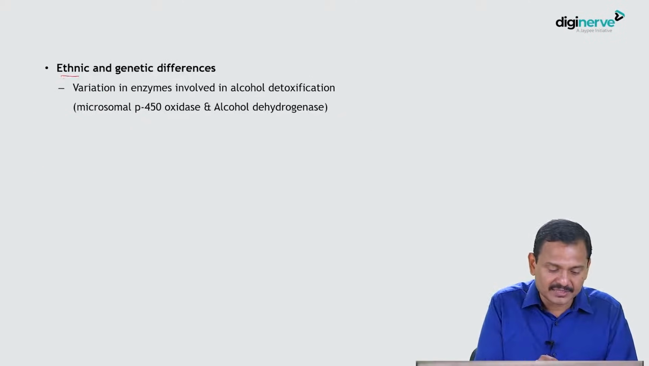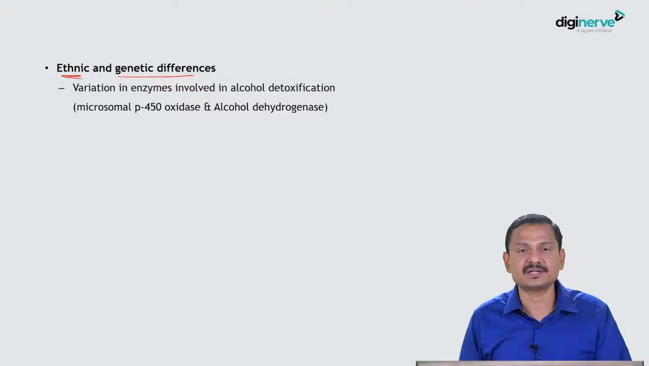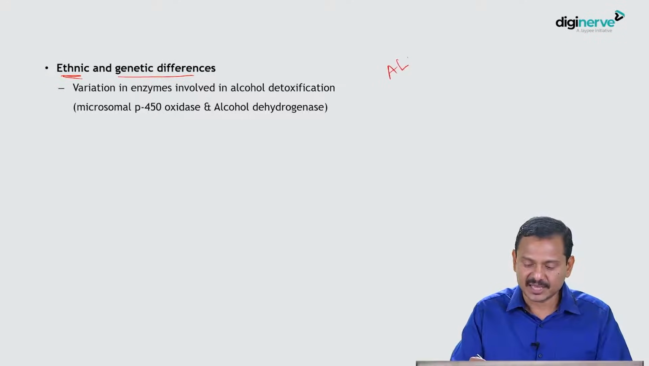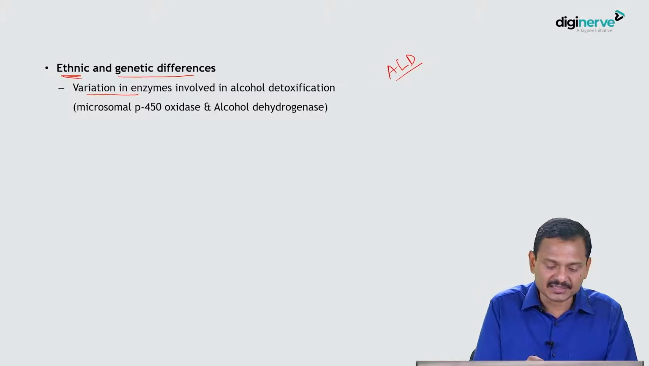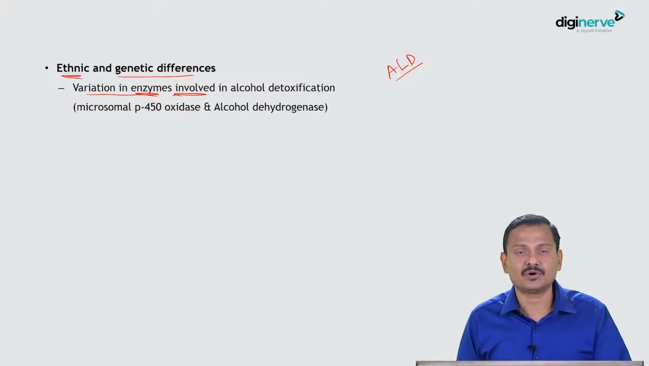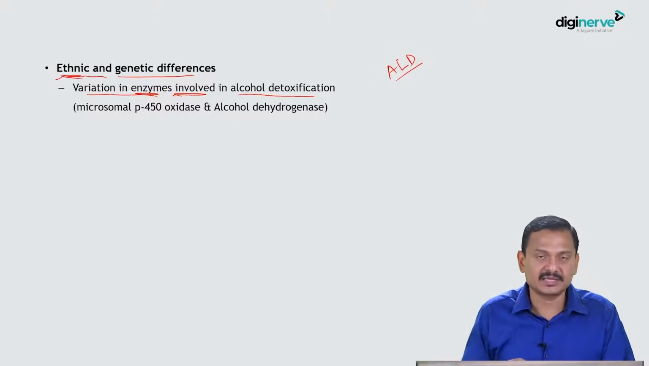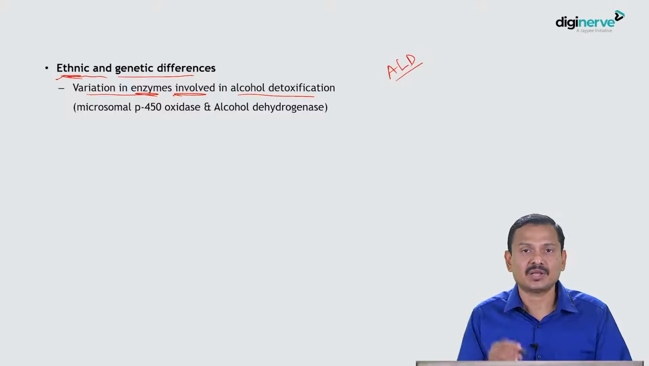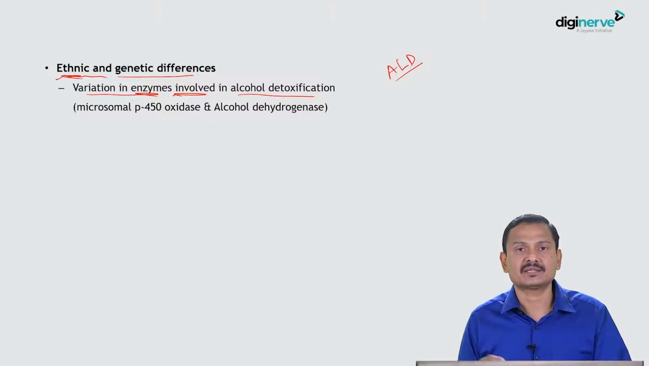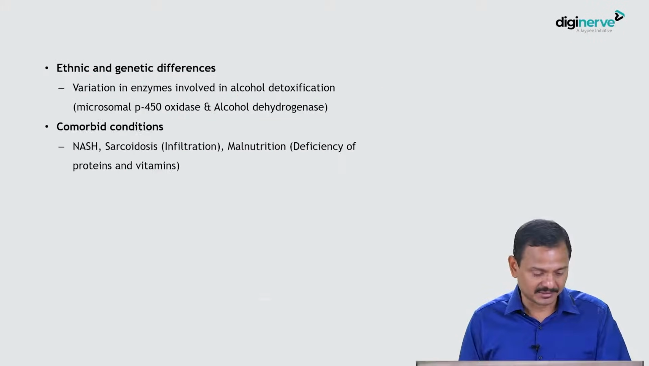The fourth is ethnic as well as genetic differences. Now we have already discussed in alcoholic liver disease the variation in enzymes involved in alcohol detoxification that varies from person to person. So genetic and ethnic differences will decide that one person may develop cirrhosis, while the other person may just stop at hepatitis or steatohepatitis.